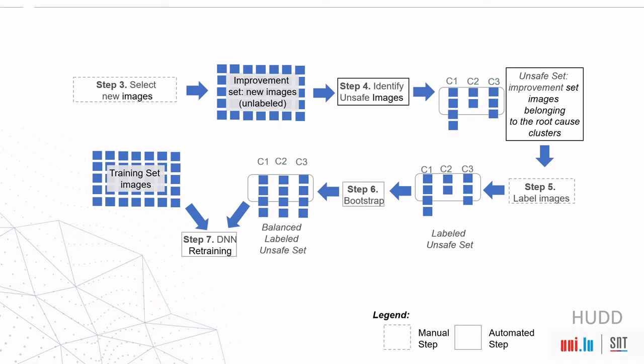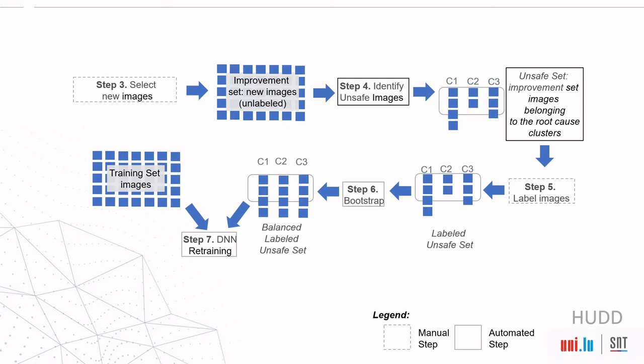The next step of HUDD is to automatically retrain the DNN. For that, we need an additional set of images. What happens is that HUDD selects a subset of images that are more useful for retraining. These are the images that are close to the ones in the root cause cluster. We perform bootstrap sampling to give to each cluster the same possibility to be improved.